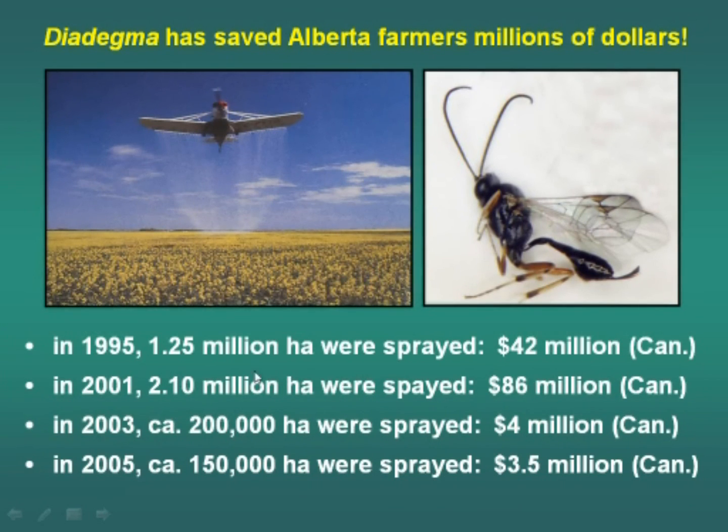We had 2 huge outbreaks. In 1995 and 2001, we had vast numbers of hectares that were sprayed, and at a very considerable cost to canola producers. In 2003 and 2005, we also had diamondback moth outbreaks, but we had much less area that was sprayed at a much lower cost to producers, according to our best estimates.